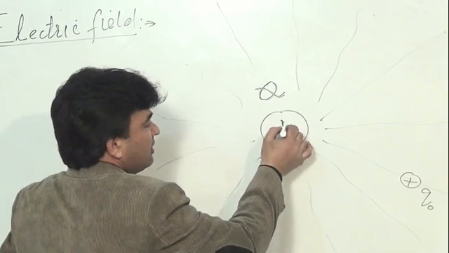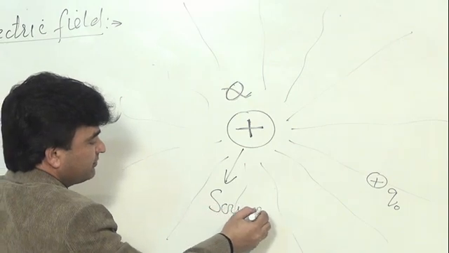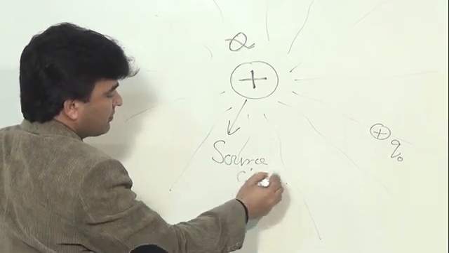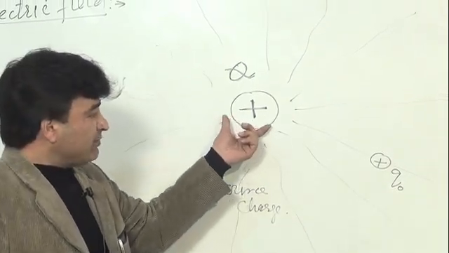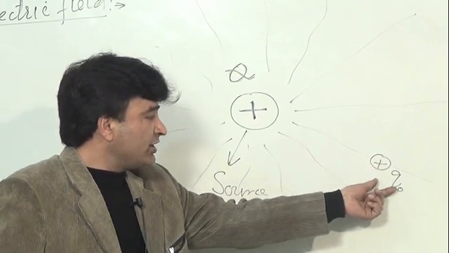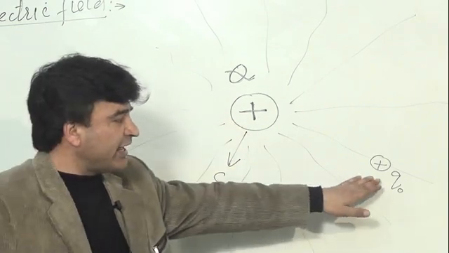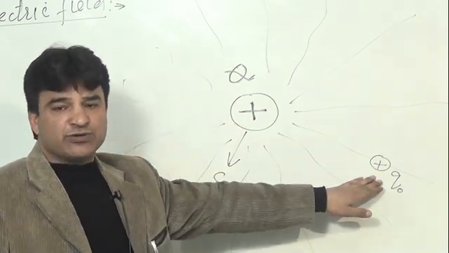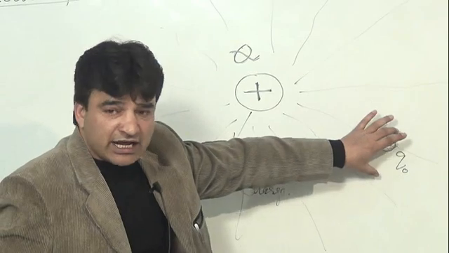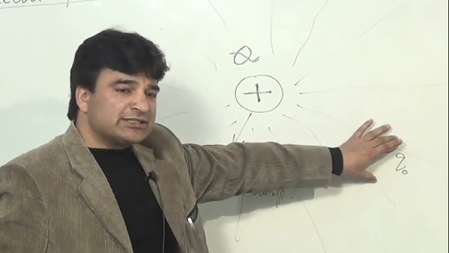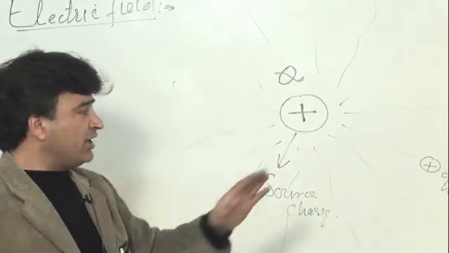This charge is also called source charge. Now, when I place the charge Q0 in the electric field created by the source charge, it will experience the electrostatic force. That means the space around the source charge in which any other charge placed will experience the electrostatic force is called the electric field of the source charge.